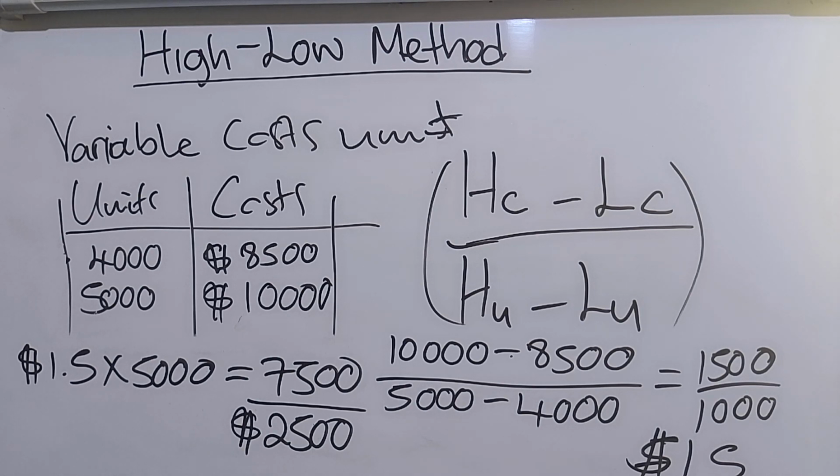So this is the high-low method. If you don't know this method, it becomes very hard for you, especially in multiple choice questions for marginal costing.